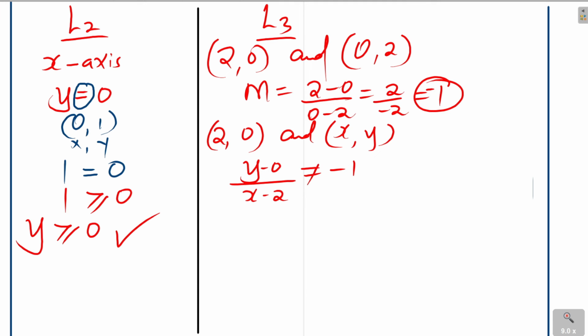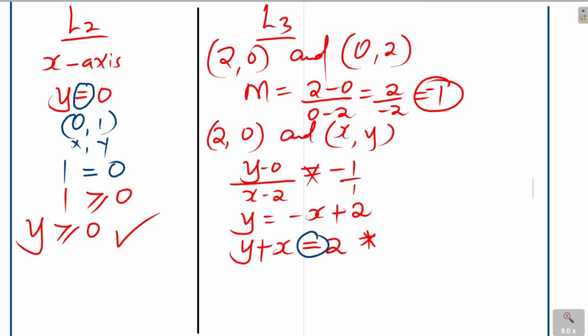So cross multiply these, you get y equals negative x plus 2. You can also write it like this, y plus x equals 2. Now you've got the equation.